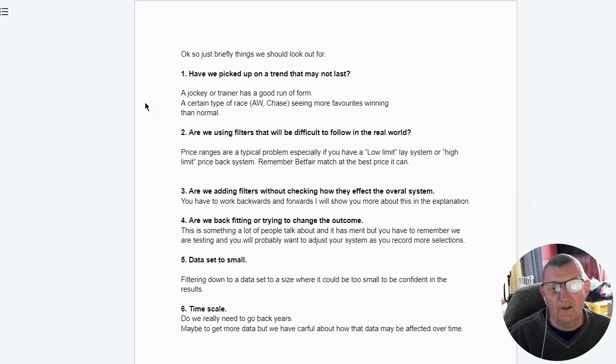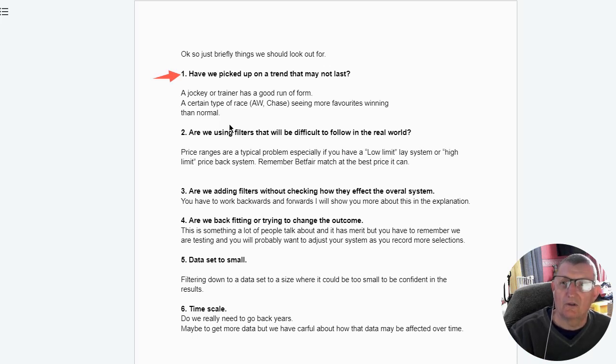Okay, so the first is, have we picked up a trend that may not last? So this could be like a jockey who's really doing well at the moment, or a trainer who is really doing well at the moment, and as soon as that starts happening, the prices will go down and down and down, and you won't be able to make any profit because the market soon picks up on that. Ones that the market often doesn't pick up are trends where, for some reason, favourites seem to be doing better than normal.